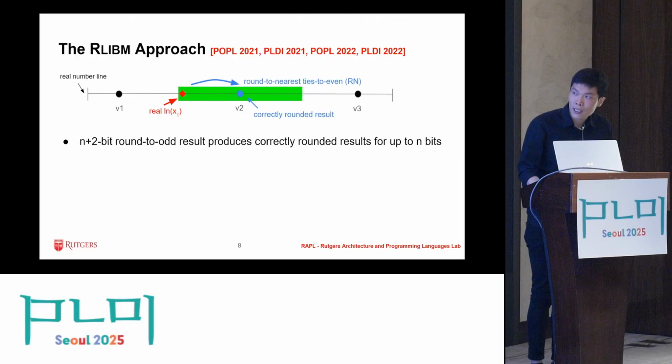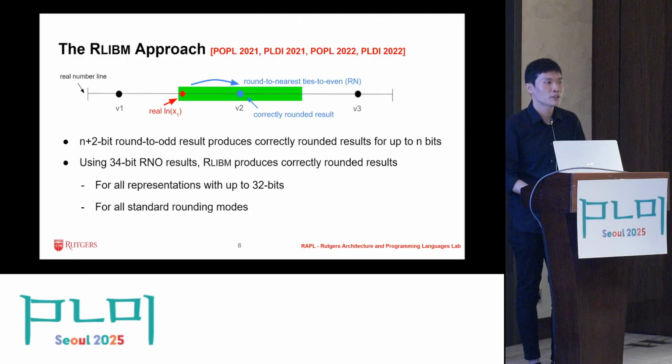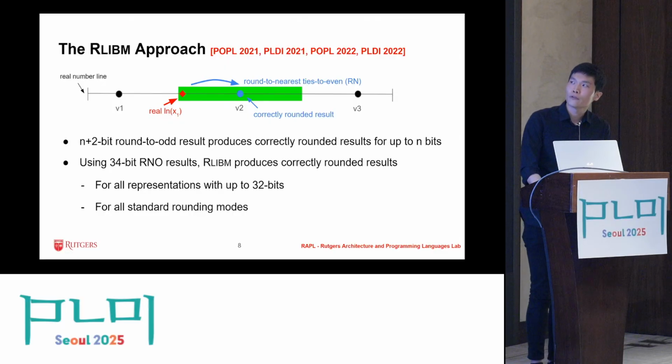By utilizing this observation, RLibm has become the first math library that provides for each function that it supports a single implementation that can produce correctly rounded results for all representations with up to 32 bits and for all standard rounding modes. For those of you who are interested in more details behind this technique, I would highly recommend reading the POPL 2022 paper.